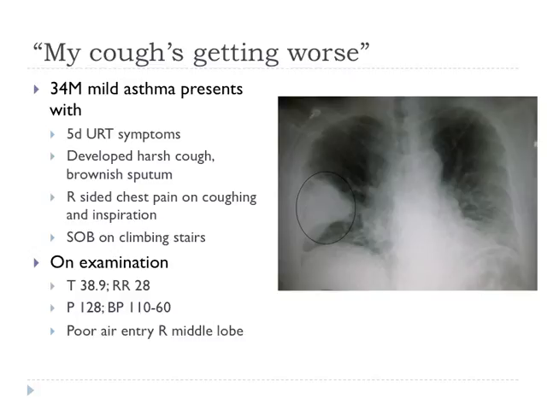Okay, we've got here a cough that's getting worse. Here we've got a young person, 34-year-old, who's got a bit of mild asthma, is getting worsening symptoms over the last 5 days, harsh cough, brownish sputum. And then there's pain in the chest and shortness of breath. When you look, you get these clinical signs, particularly poor air entry in the right middle lobe, and on the chest x-ray you can see this lobar consolidation.